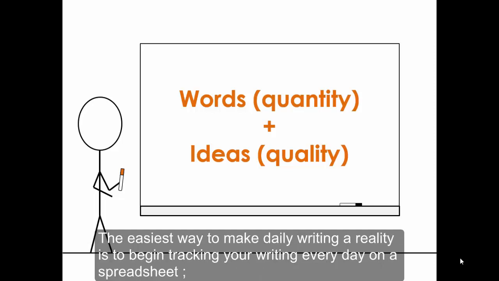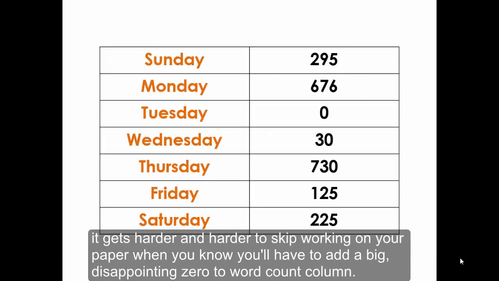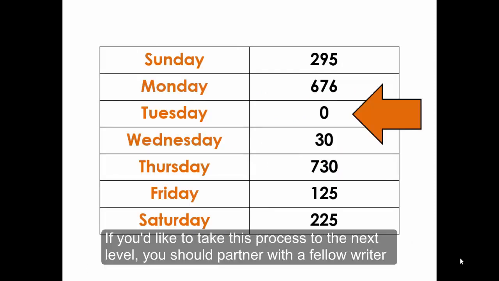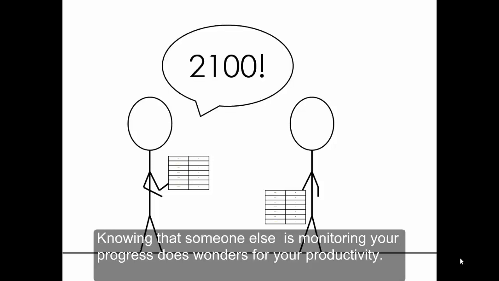The easiest way to make daily writing a reality is to begin tracking your writing every day on a spreadsheet. It gets harder and harder to skip working on your paper when you know you'll have to add a big, disappointing 0 to the word count column. If you'd like to take this process to the next level, you should partner with a fellow writer and commit to sharing your daily or weekly results with each other. Knowing that someone else is monitoring your progress does wonders for your productivity.